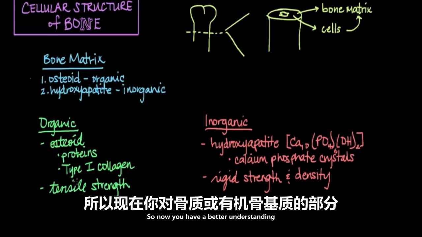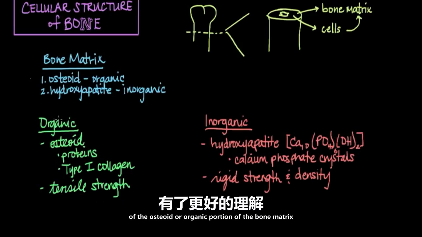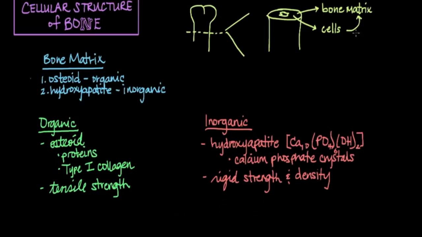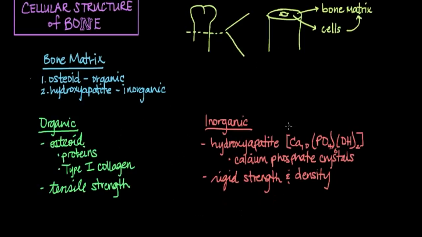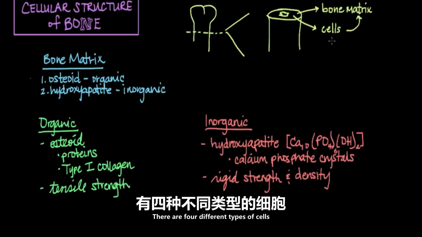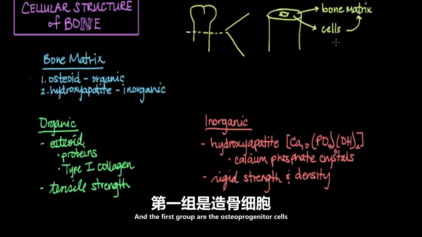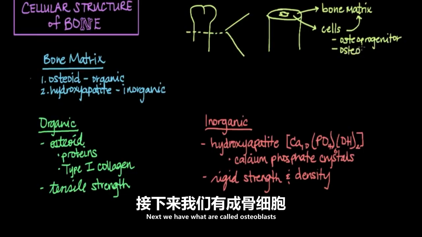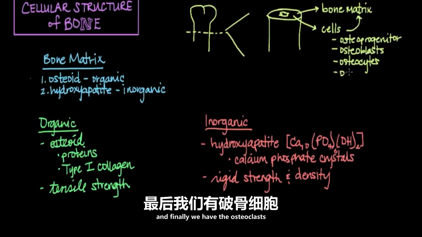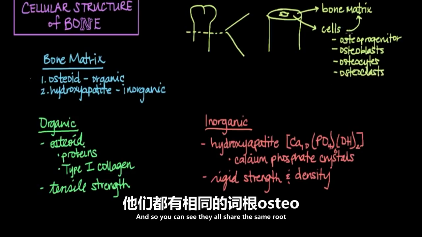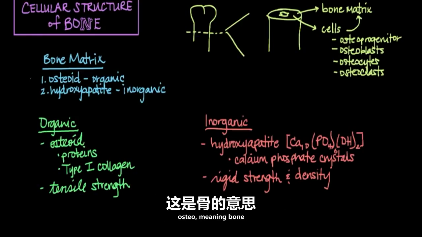So now you have a better understanding of the osteoid or organic portion of the bone matrix and hydroxyapatite, which make up the inorganic portion of the bone matrix. So now let's talk about the cells that are actually responsible for making up this bony matrix. There are 4 different types of cells to be familiar with in bone, and the first group are the osteoprogenitor cells. Next, we have what are called osteoblasts. Then there are the osteocytes. And finally, we have the osteoclasts. And so you can see they all share the same root, osteo, meaning bone.